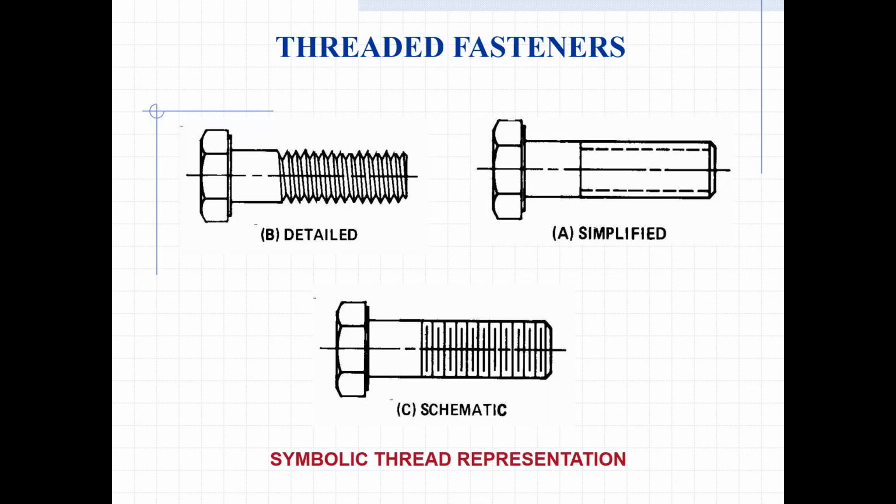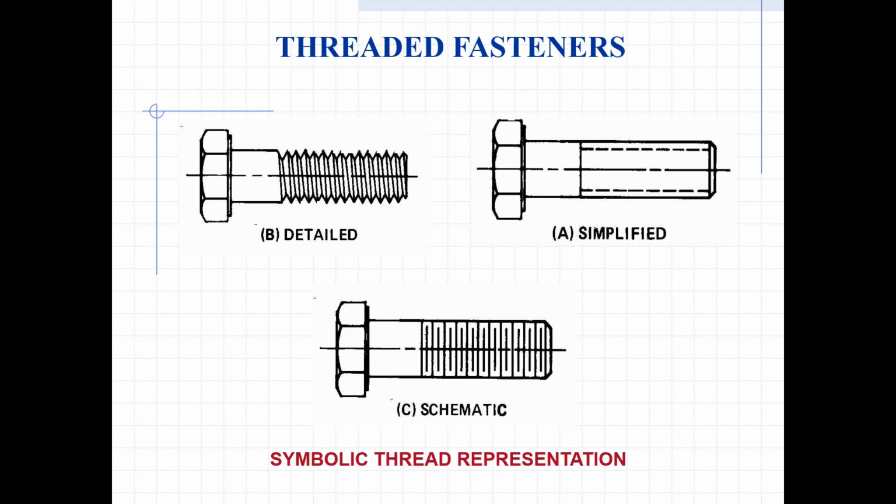But you might see the threads shown as detailed, like in the upper left corner, where you're actually seeing the thread forms, okay? Or you might see it as schematic, like shown down at the bottom, where there's just long lines and short lines, they're all centered along the axis, but one goes all the way across the cylinder and the shorter one doesn't, right? So that's called schematic thread representation.